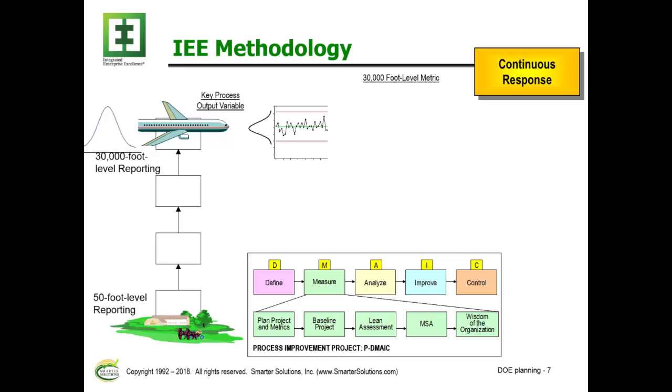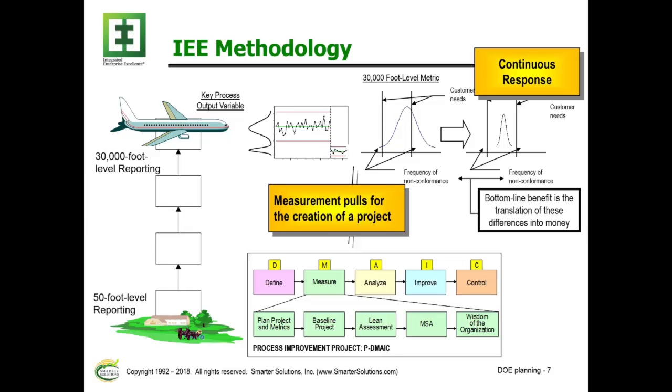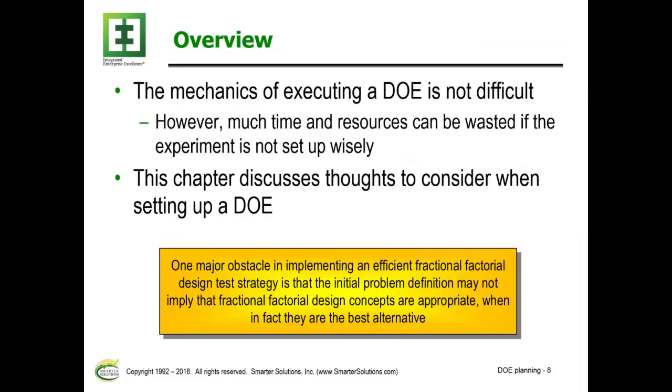So again, we're starting with a big picture 30,000 foot level. We're indicating we have not as good a conformance as we would like. It pulls for creation of projects. So now the idea is we do a DOE and then we can see the benefits of what we've done.